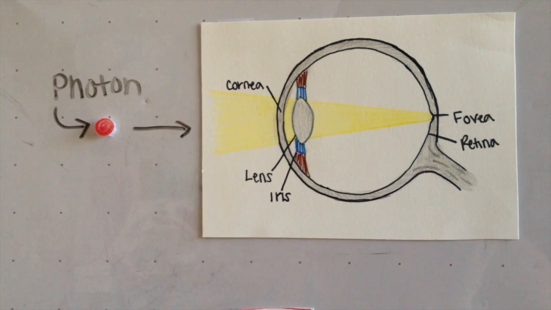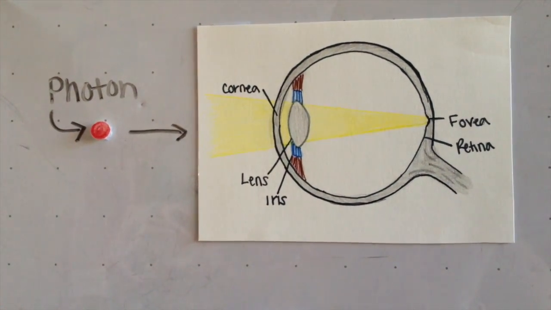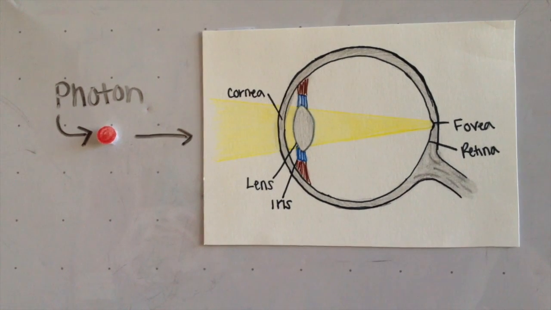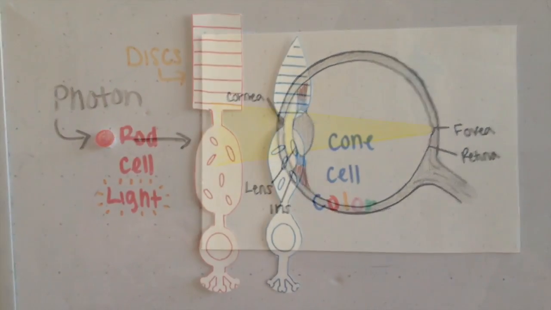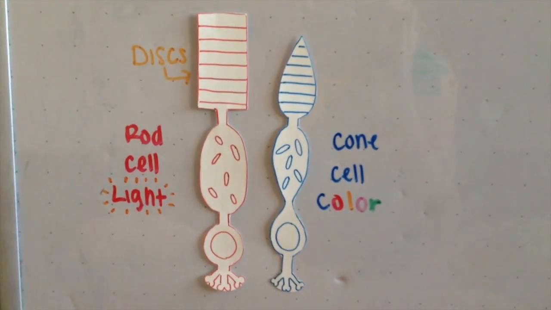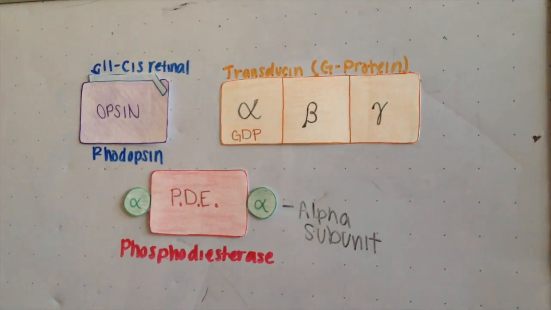Phototransduction begins when a photon, also known as a particle of light, is concentrated through the lens and focused in the retina. The retina is a thin layer at the back of the eye where rods and cones are found. The rods detect the light, and the cones can detect the color. Main things in rod cells.